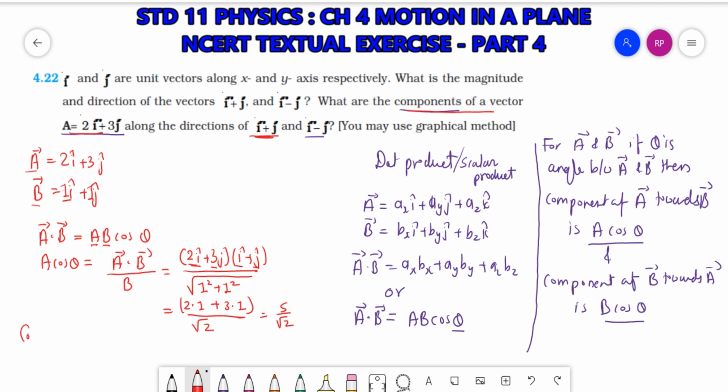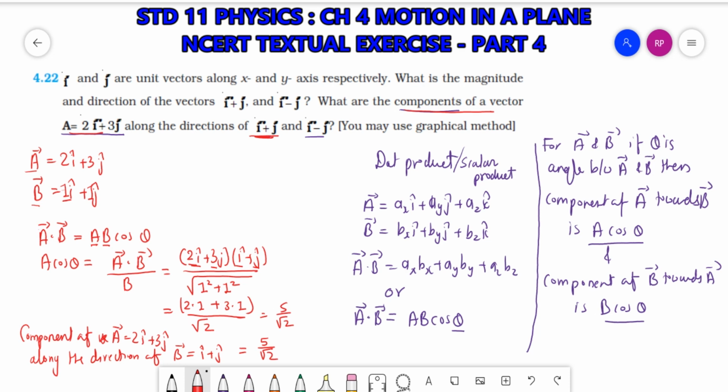So the component of vector A, equal to 2i plus 3j, along the direction of vector B, that is i plus j, is equal to 5 by root 2. Clear? Okay, so this was the first.